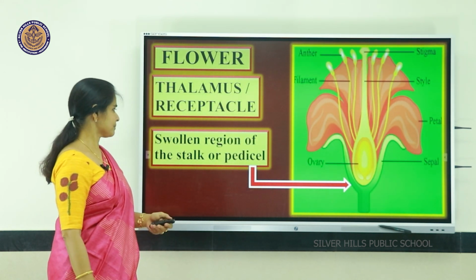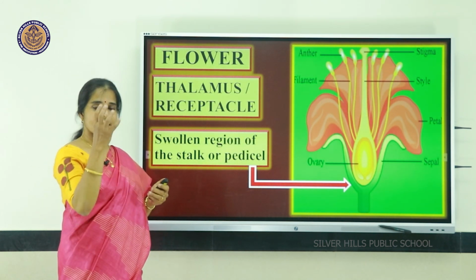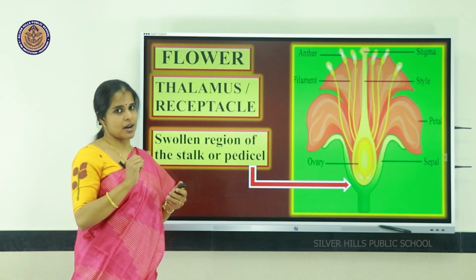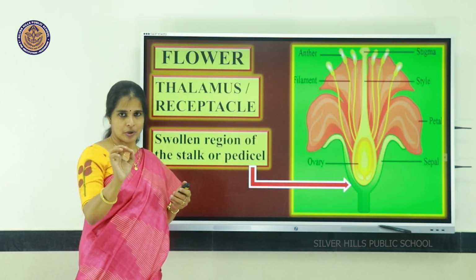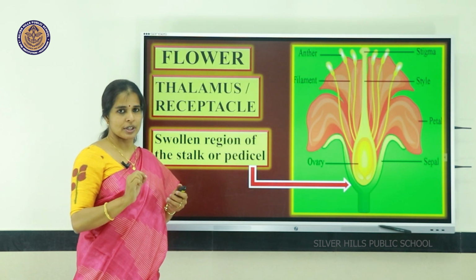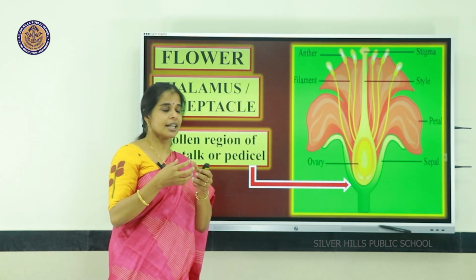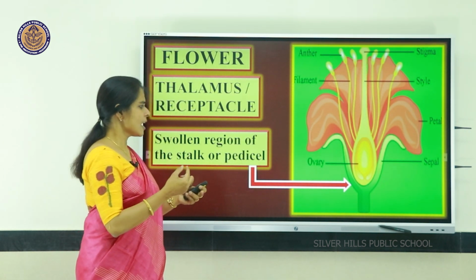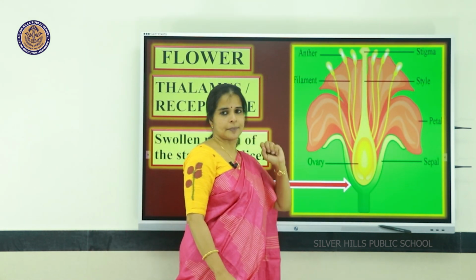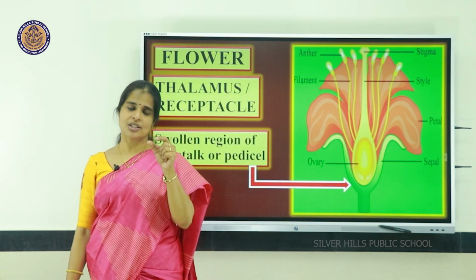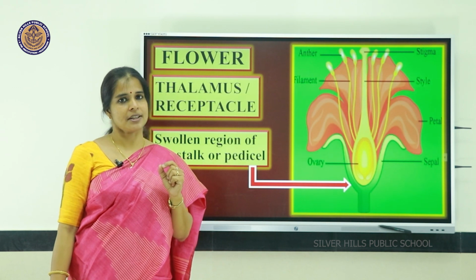So, a flower has different parts which are known as floral parts. Before moving to floral parts, all the parts in a flower originate from the stalk region. That is, a flower has to attach to the stem part.